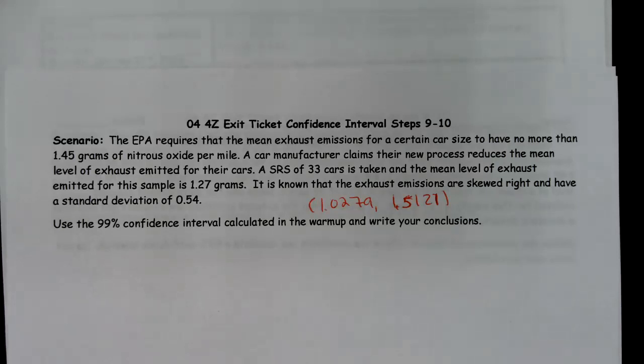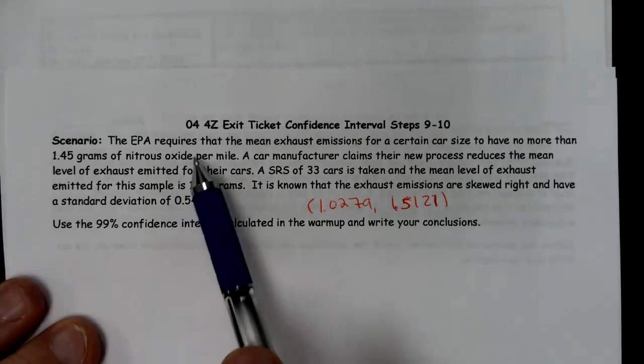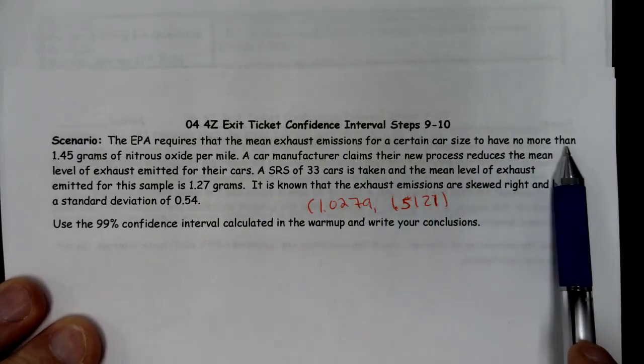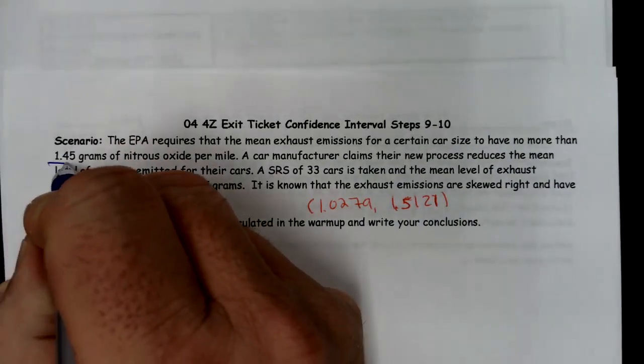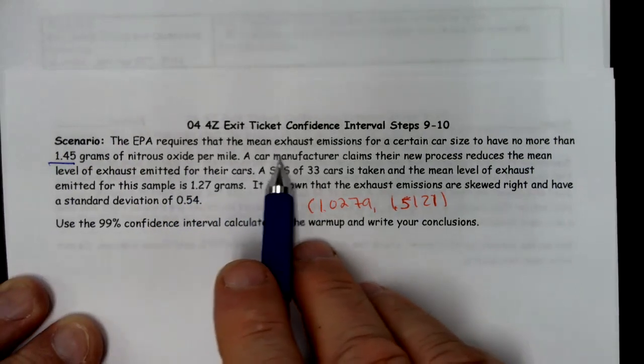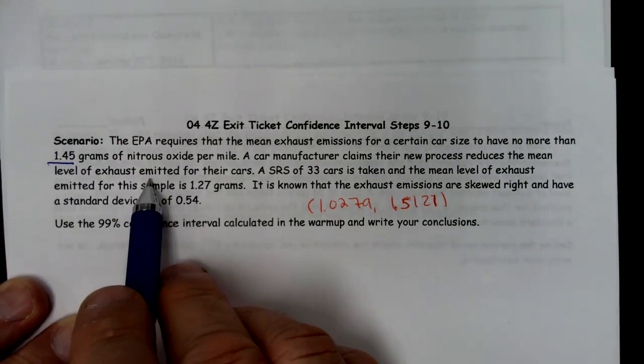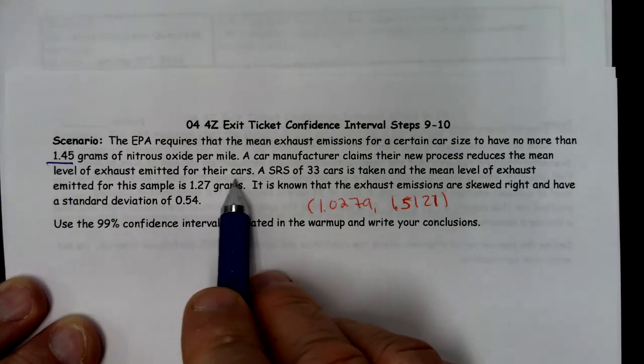And the exit ticket refers to an interval we've already run, but we'll go back through that real quickly. The EPA requires that the mean exhaust emissions for a certain car size to have no more than 1.4 grams of nitrous oxide per mile. A car manufacturer claims their new process reduces the mean level of exhaust emitted for their cars.